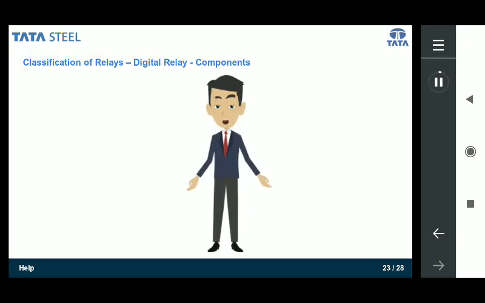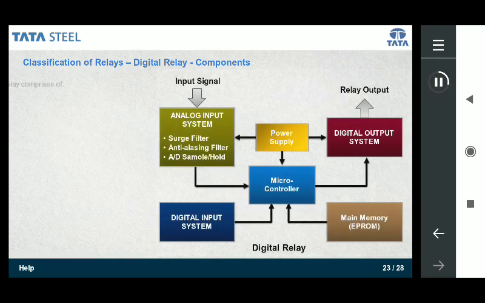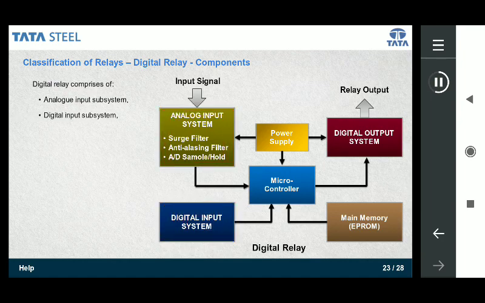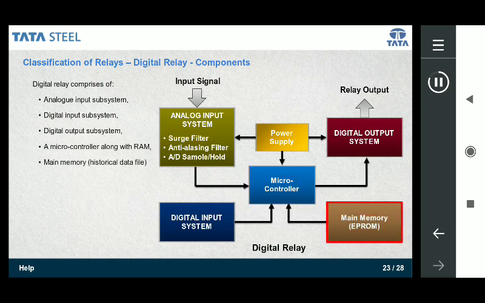Now that we know what a digital relay is, let us take a look at the components of a digital relay. Basically, a digital relay comprises an analog input subsystem, digital input subsystem, digital output subsystem, a microcontroller along with RAM, main memory, historical data file, and power supply.